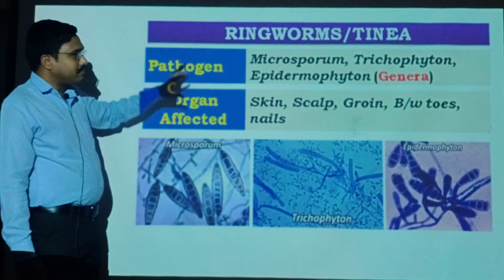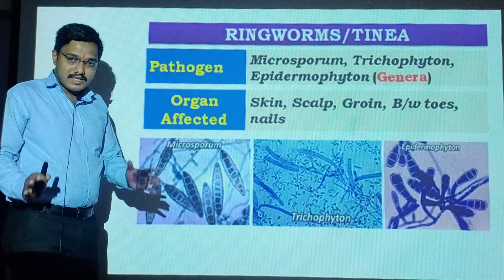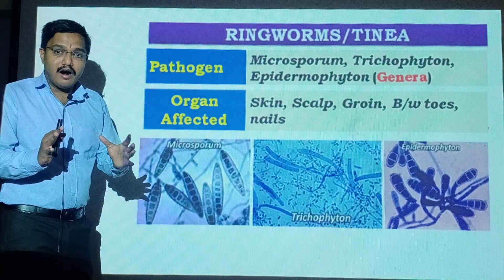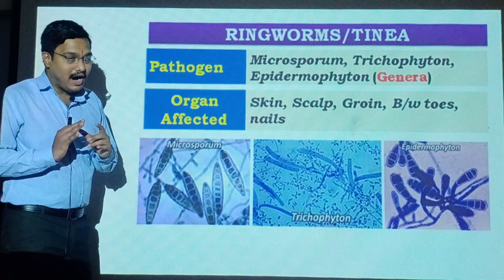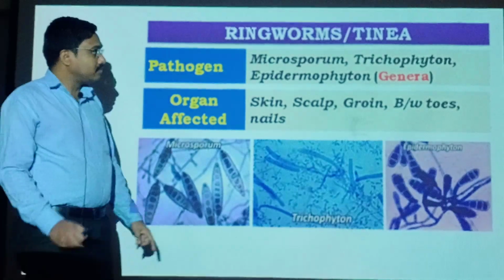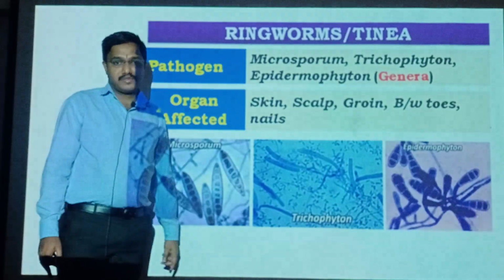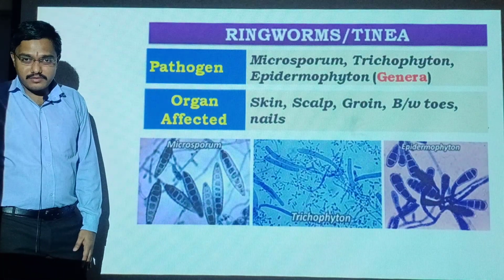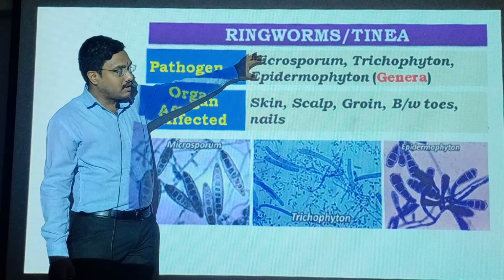Pathogens of the ringworm are 3 genera of fungi. They are Microsporum, Trichophyton, Epidermophyton. Don't confuse.